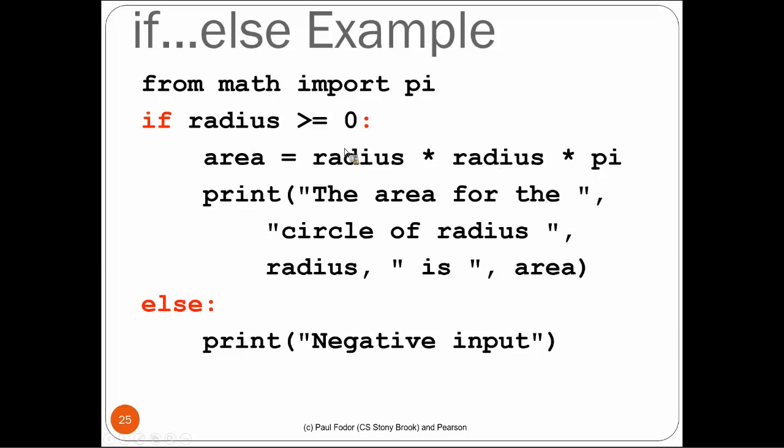Then we compute the area. The area is the radius squared multiplied by pi. And then we print the area of the given circle. Else we print negative input. Again, the else is not required. If we continue with other code afterwards, that is fine. We basically just write a single, not a two-way if statement.